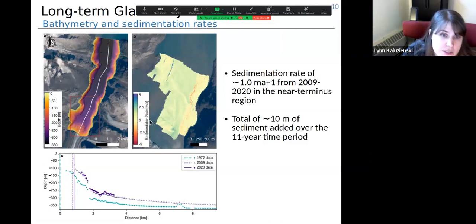On the right is the difference between the two, which looks at sedimentation rates over that time. We were able to find a sedimentation rate of around 1 meter per year, between 2009 and 2020. This amounts to about 10 meters of sediment added over that 11-year time period. So this glacier is both advancing, depositing a bunch of sediment out in front of it, and of course it's been developing this moraine through time.